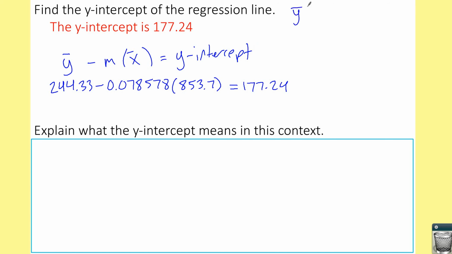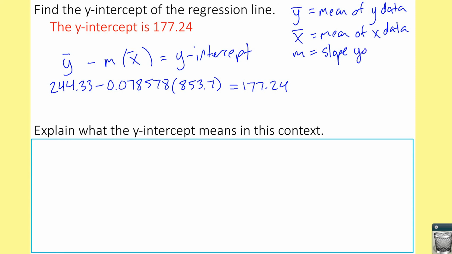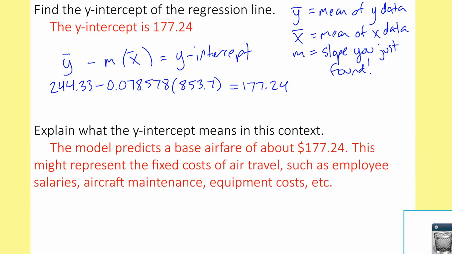Okay, so again, this is your mean of y data, x with a hat, not with a hat, that's something different. X with a bar is your mean of x data, and your m is your slope you just found. Okay, so that's 177. So what does that mean in this context, in this word problem?